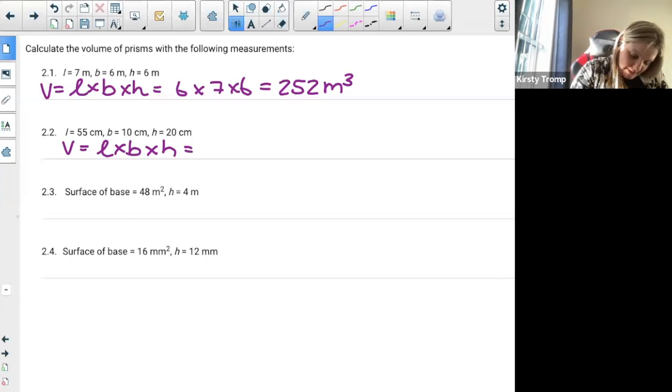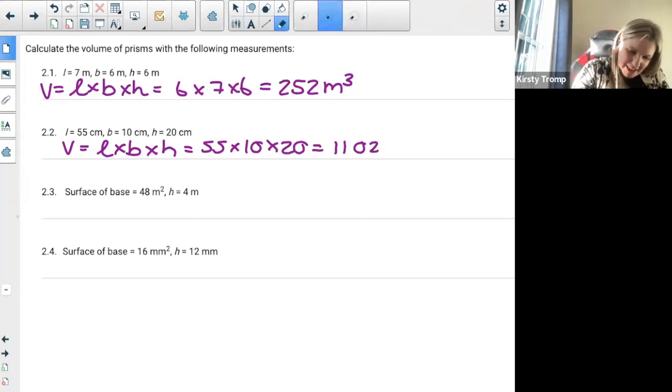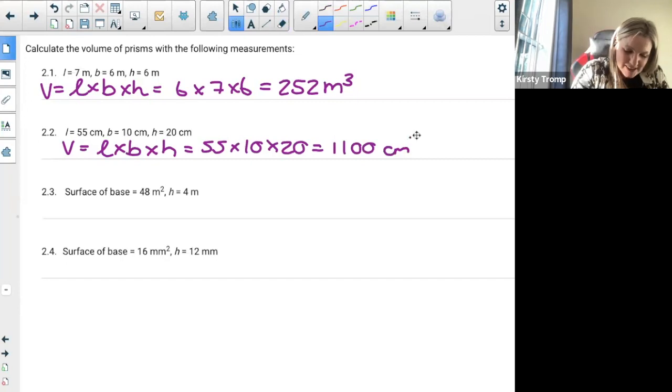Equal to 55 times 10 times 20. Good. And 1,100 centimeters cubed. 1,120, did you say, hey? No, ma'am. 1,100 centimeters cubed. 1,100, thank you. Centimeters cubed. Well done. Thank you so much. Thank you, ma'am. All right.